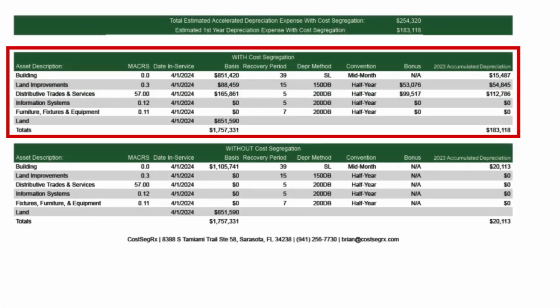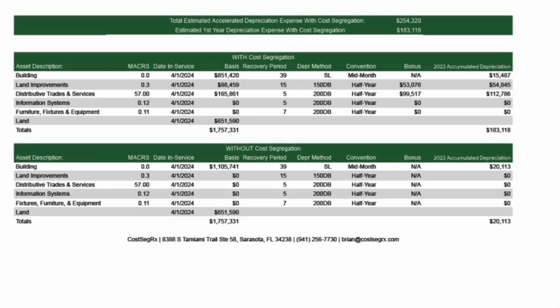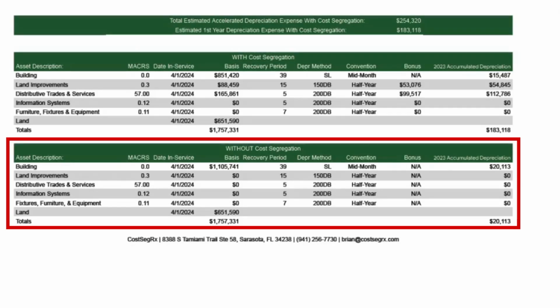The next box down is showing you what your revised fixed asset schedule will look like with cost segregation. We're breaking down the building, the land improvements, the distributed trades and services, any information systems, your furniture, your fixtures, your equipment, the land allocation, and then the total. You'll also see that we're showing you what the total accumulated depreciation will be for the tax year, and that's $183,118.